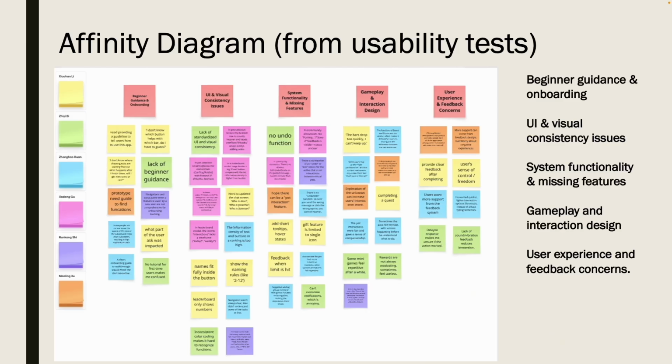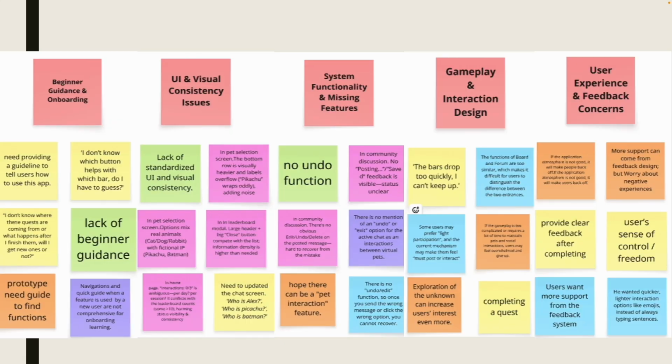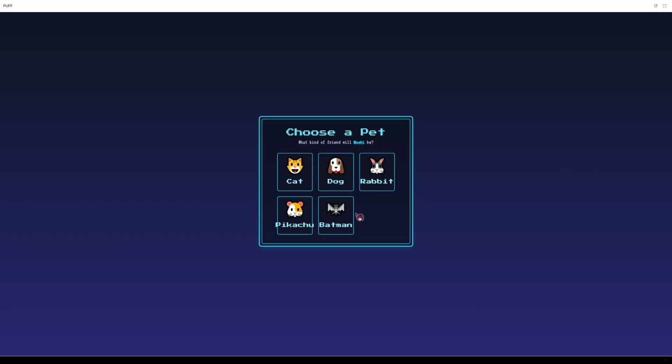From usability tests, we found current issues centered on five different aspects. Some issues have already been resolved in our latest prototype, such as adding a beginner guide and improving UI consistency. However, other issues will require more effort to address through technology, for example, providing stronger feedback systems and adding an undo function. This is our app.